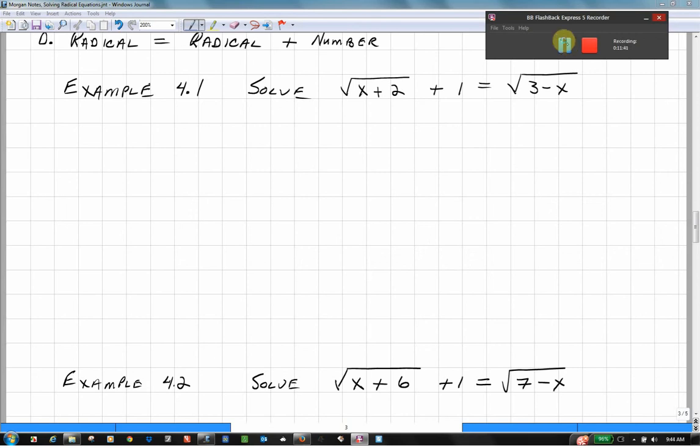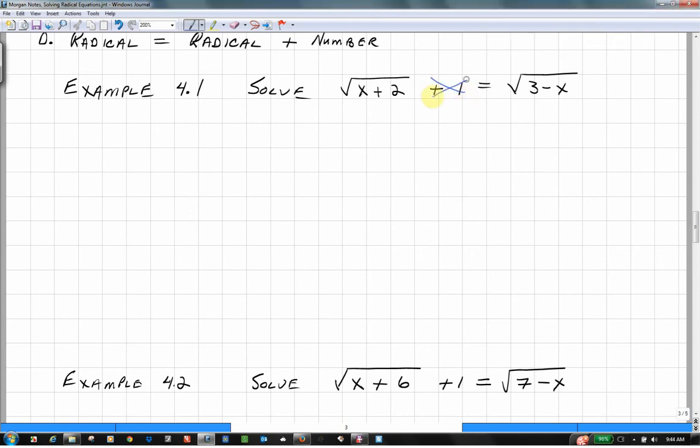I could square both sides. Let's say that 1 wasn't there, and what I had was x plus 2 is equal to 3 minus x. Then all I'd have to do is square both sides, and I would get x plus 2 is equal to 3 minus x, and I could solve that. So radical equals radical isn't necessarily bad. But what makes this really bad is the fact that it's got that number 1 there on the radical side.